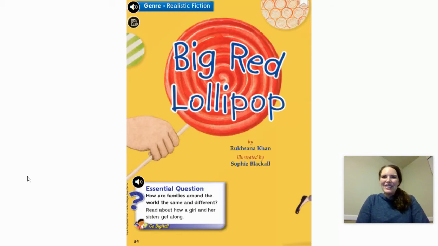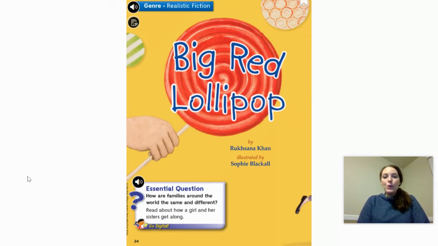Hello, second graders. Yesterday, you should have listened to me read Big Red Lollipop as part of our read aloud for Wednesday. Today, we are going to be talking about our comprehension strategy with this story, which this week our comprehension strategy is characters, settings, and events.